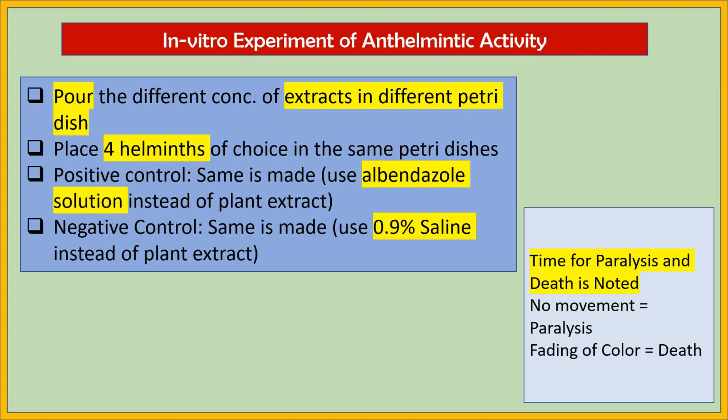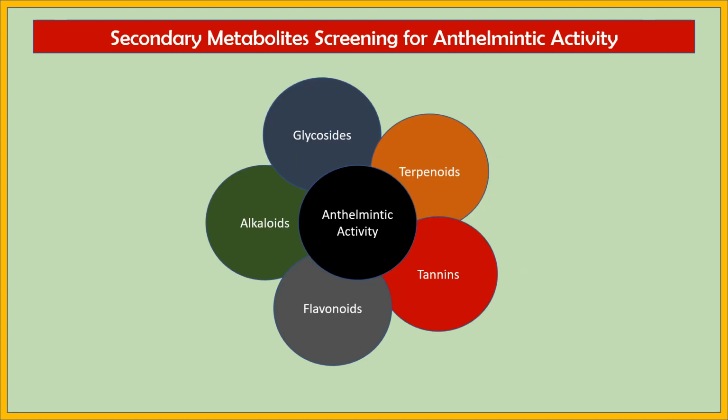So how do we know it is paralyzed or dead? When there is no movement of the helminths, then we can say that it is paralyzed, and when there is fading of the color of the helminth, then we can say that the helminth is dead. So this is how the in vitro experiment is done, and we can note the time for death and paralysis, and then we can calculate the death time. So this is how it is calculated.